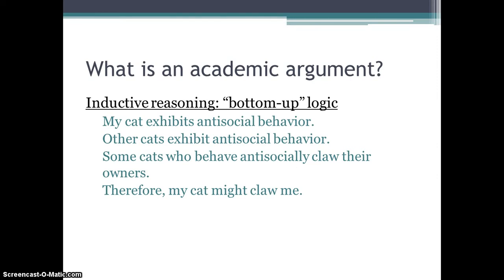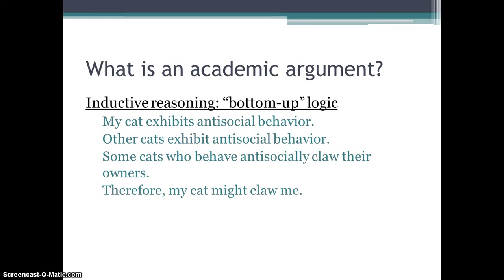This might be a reasonable conclusion to make. Now that "might" is really important because we can't say for certain that this will be true, and that's one of the big differences with inductive reasoning. There's no law about cats clawing people based on antisocial behavior. It depends on very specific circumstances. Now, whether or not I can prove that those circumstances are in place with my cat will depend on whether or not that conclusion will be true.